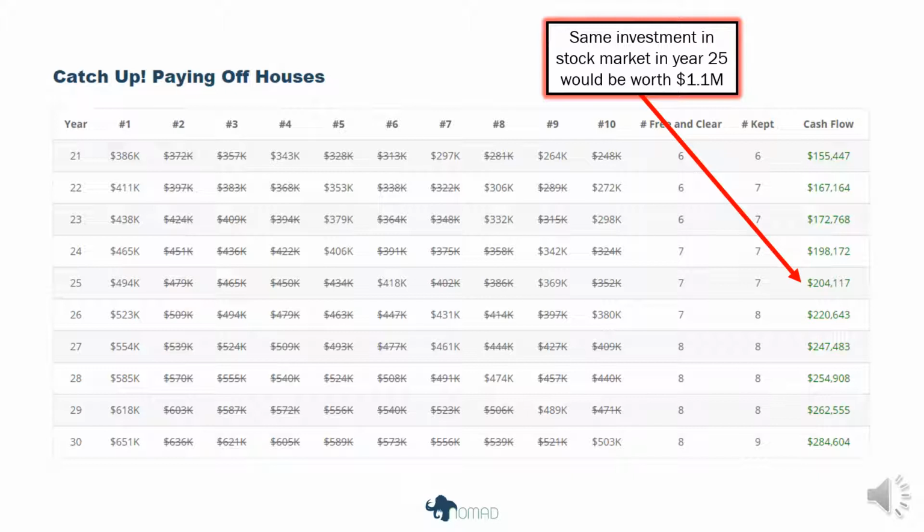That means you'll have 7 free and clear properties, and you'll generate about $200,000 in passive cash flow, which is probably 90,000-ish in today's dollars. So not a bad start. That same investment in the stock market in year 25 would have been worth $1.1 million. So if you had taken your $161,000 and put it in the stock market, you would have had $1.1 million in the stock market. Now you have 7 free and clear properties worth probably $500,000 each.